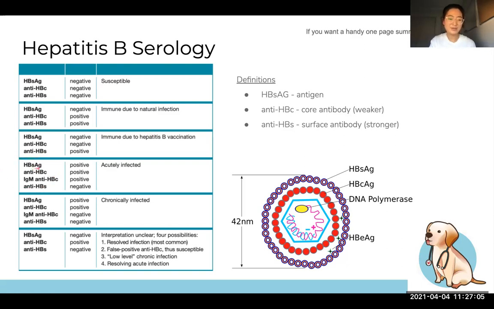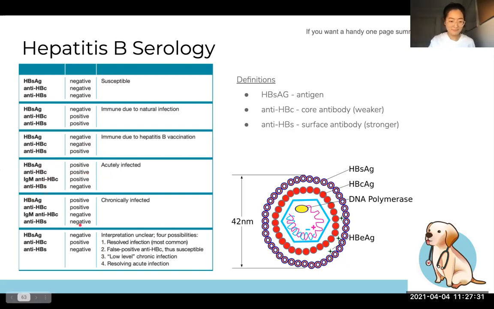Next one, so you've got your surface antigen, which means you are infected. IgM here is positive, which means you are acutely infected. The core antibody is positive, meaning you are currently producing antibodies to try and overcome the infection. However, the surface antibody is not positive just yet, meaning your body's getting onto it, but hasn't yet produced any surface antibodies.